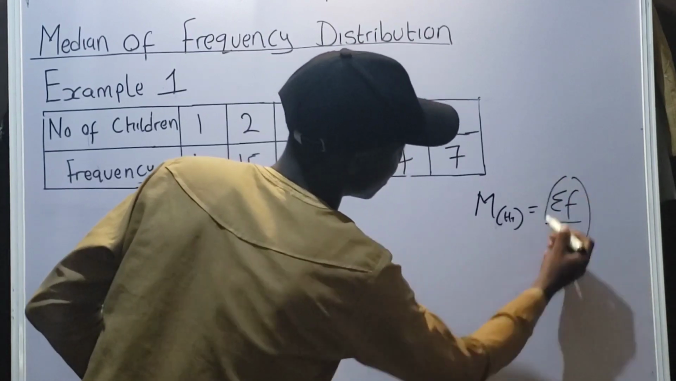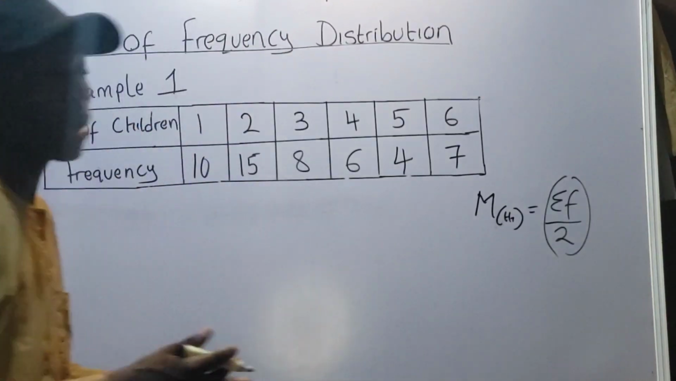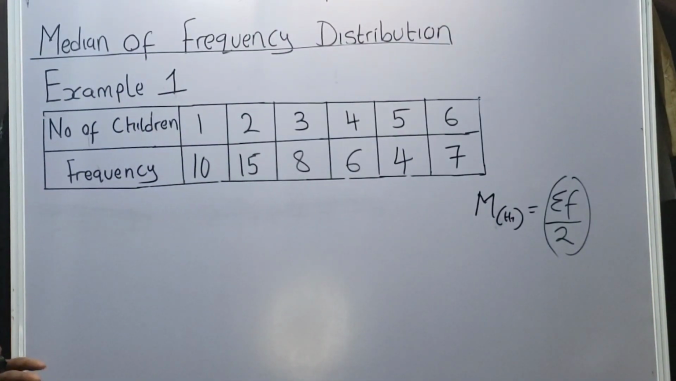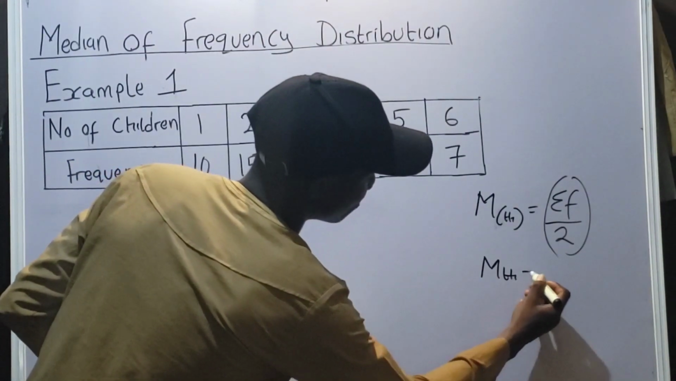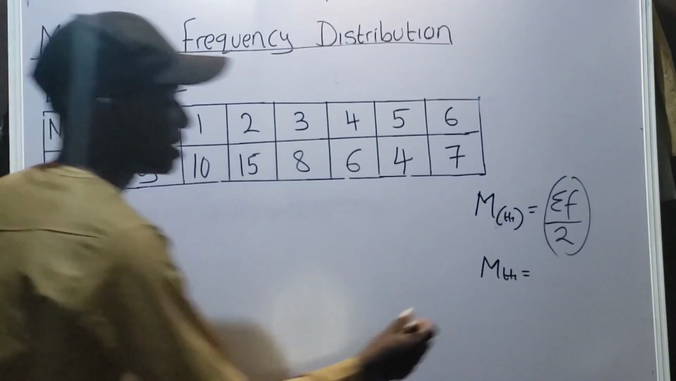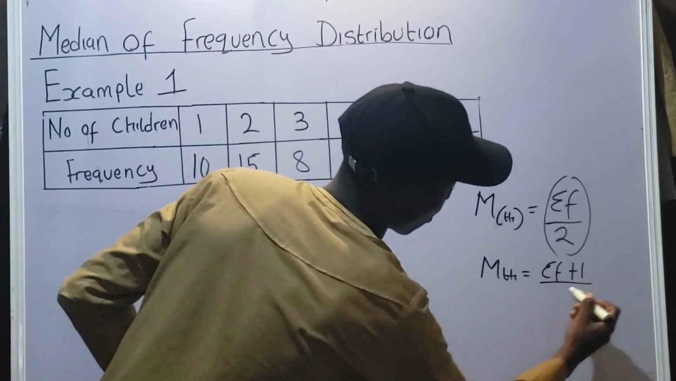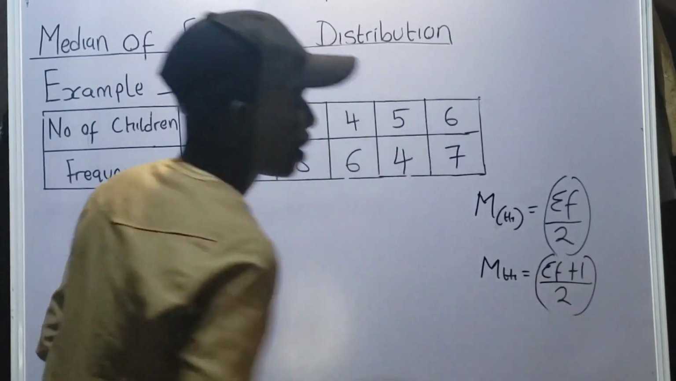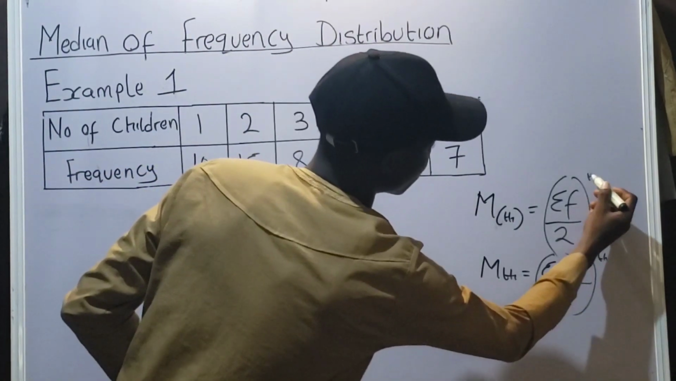That is, if the total number of elements or values in our frequency distribution is even, we are going to use this formula to determine our median position, our median class. But if it is odd, we are going to use this formula to determine the position of our median class. That is summation f plus 1 all over 2, because we are dealing with position.